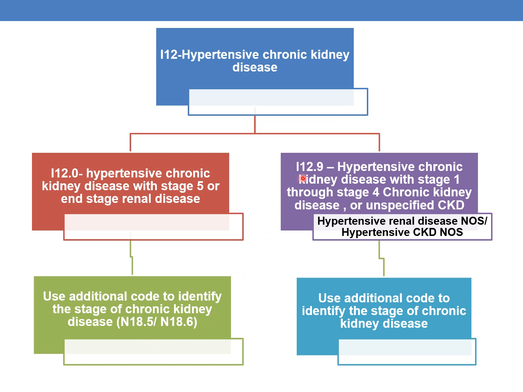Now coming to I12.9. This indicates hypertensive chronic kidney disease with stage 1 through stage 4. So whenever the patient has hypertension and is suffering from stage 1 to stage 4 chronic kidney disease, or whenever the patient is suffering from unspecified CKD, that is, the stage is not specified, in both cases you need to code only I12.9. Additionally, use an additional code to identify the stage of CKD. I12.9 is also called hypertensive renal disease and hypertensive CKD NOS.